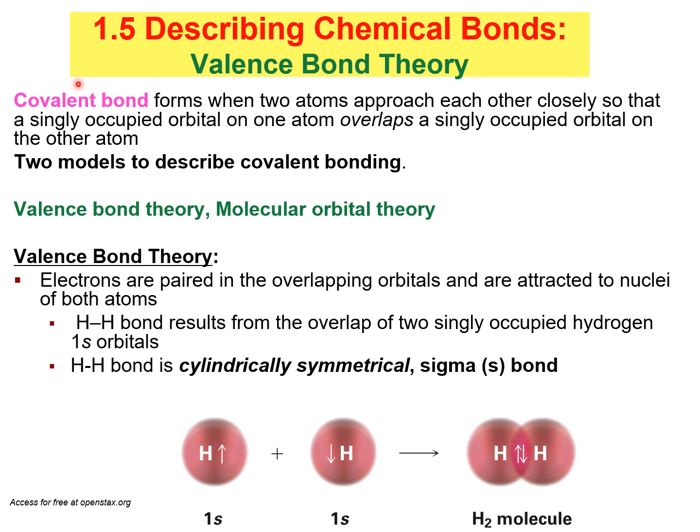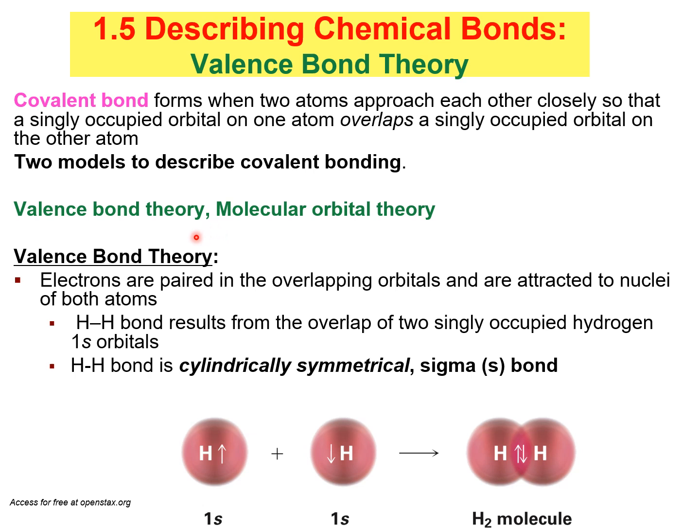A covalent bond forms when two atoms approach each other closely so that a single occupied orbital on one atom overlaps a single occupied orbital on another atom. So that means a covalent bond is formed by the overlap of atomic orbitals. There are two common theories for explaining the formation of a covalent bond. One is the valence bond theory and the other is the molecular orbital theory. We'll talk about the valence bond theory first.